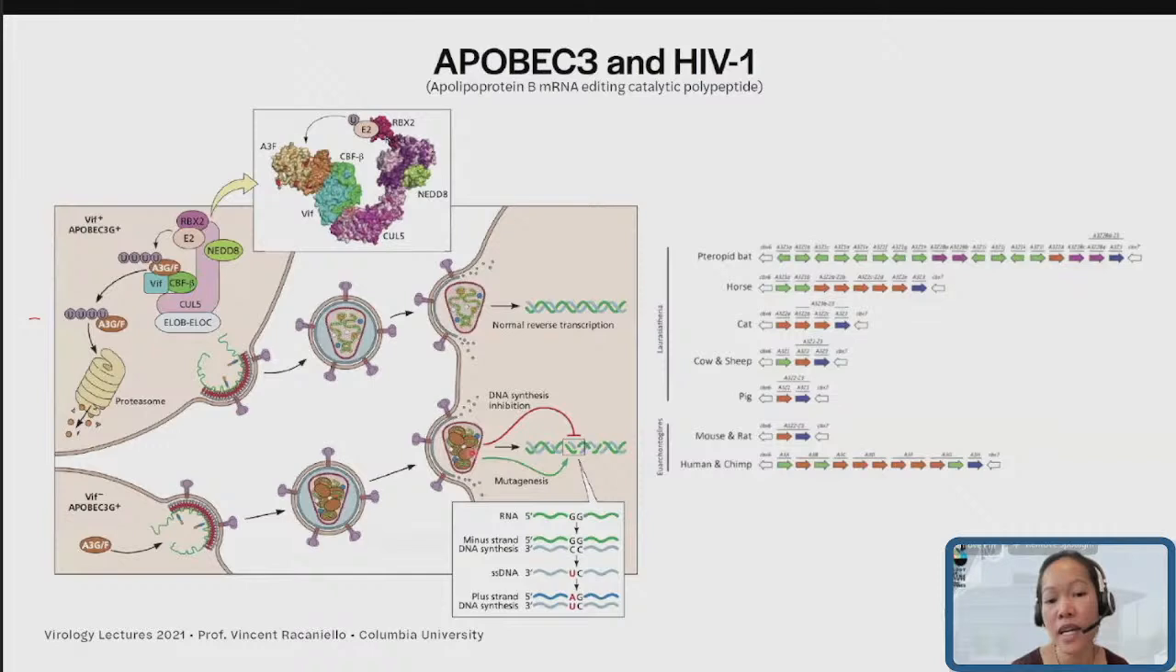So mutation occurs. Specifically, APOBEC is a cytidine deaminase. It mutates the G to A. The G has a partner C, so G to C. And when there is single-stranded DNA, the C undergoes mutation from C to A. This mutation triggers DNA synthesis inhibition.